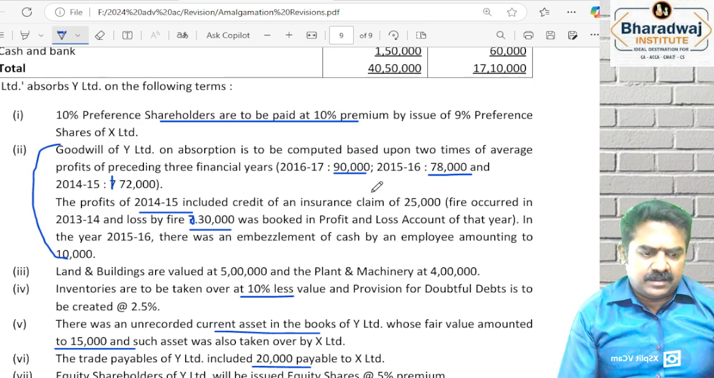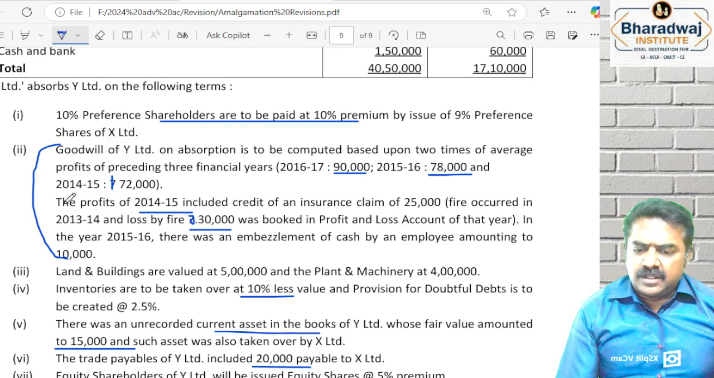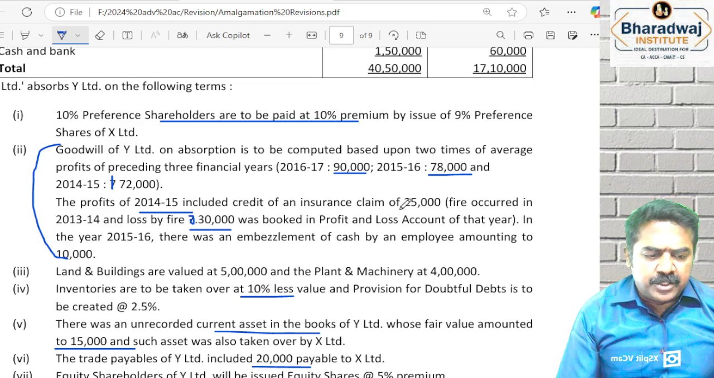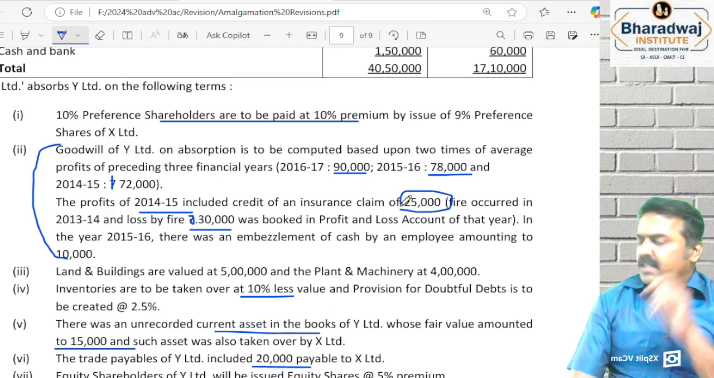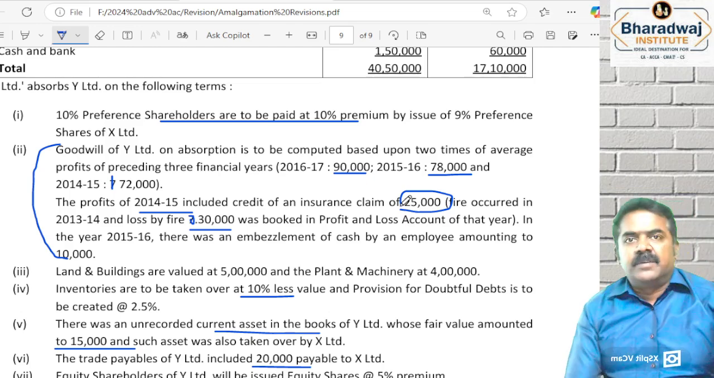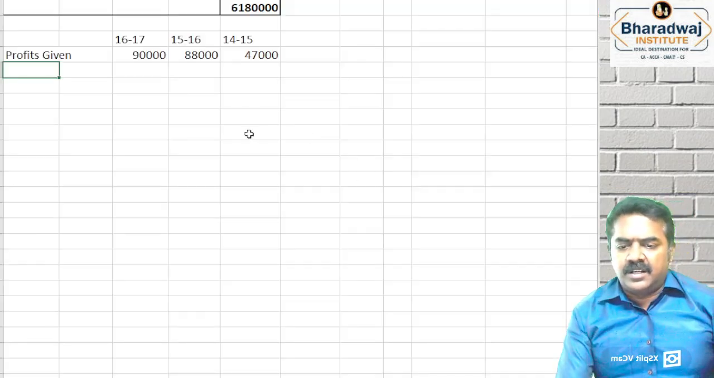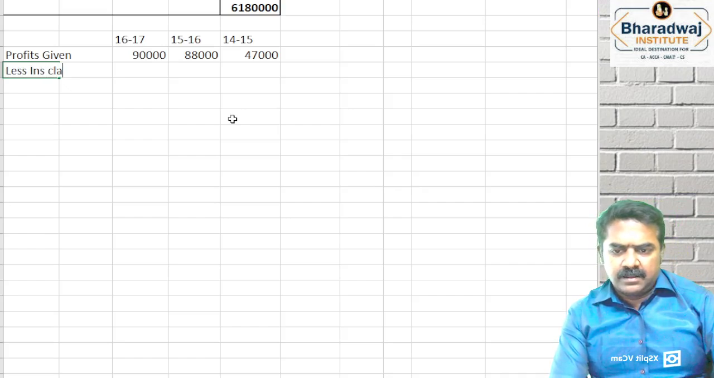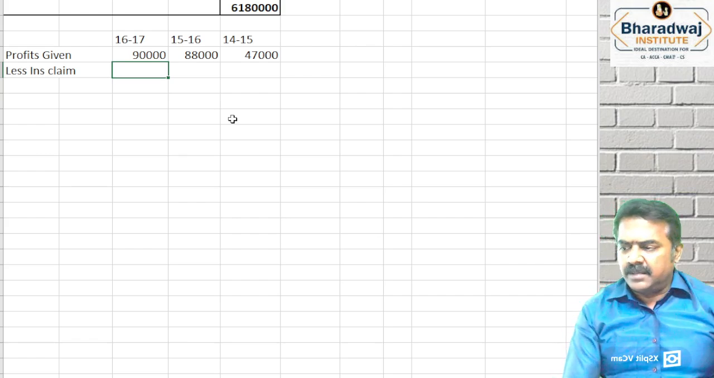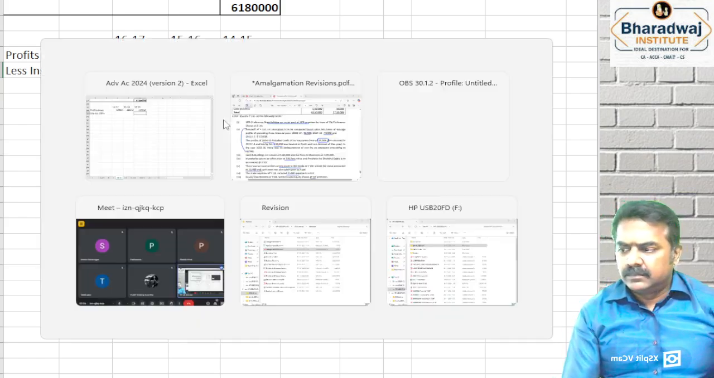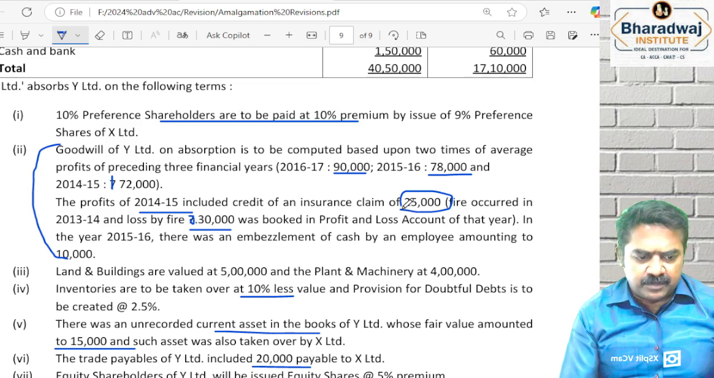Let's see, listen. Profits of 2014-15 included credit for insurance claims 25,000. See whether this insurance claim will come every year. Whether insurance claim will come every year. It's a non-recurring profit. Less insurance claim. Why less insurance claim?